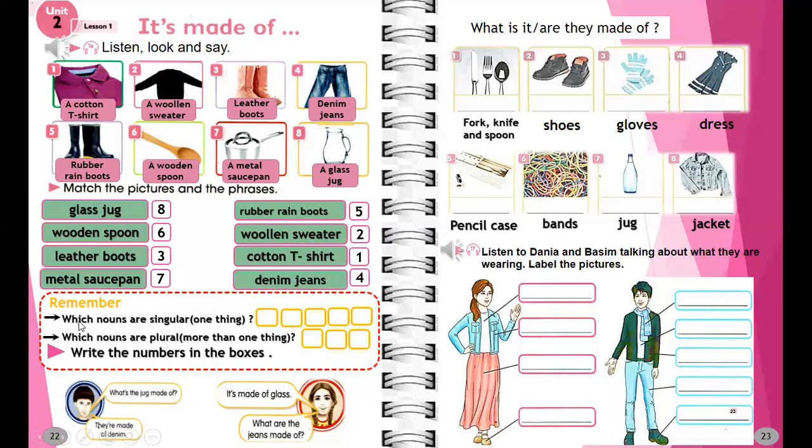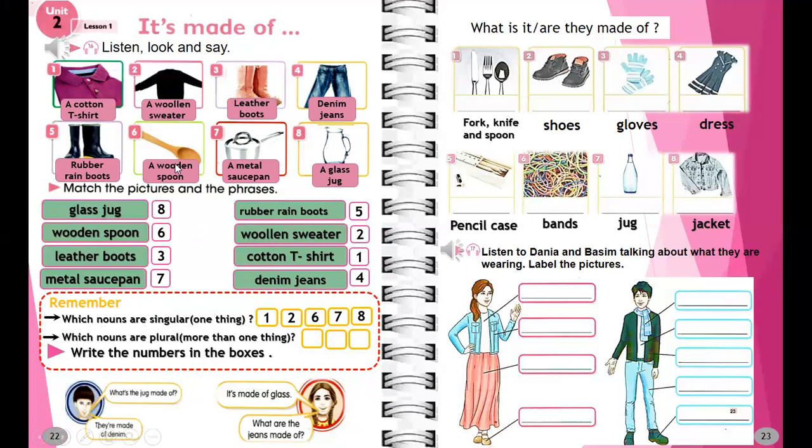So he says, which nouns, أي الأسماء وردت في هذه الصور, are singular, مفردة, meaning one thing. Write the numbers of the pictures. We have number one, اللي ورد عندي بصيغة المفرد, which is a t-shirt. Number two is a sweater. One only, a sweater, singular.